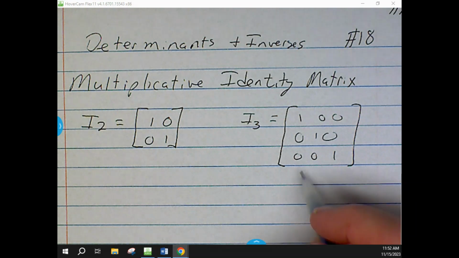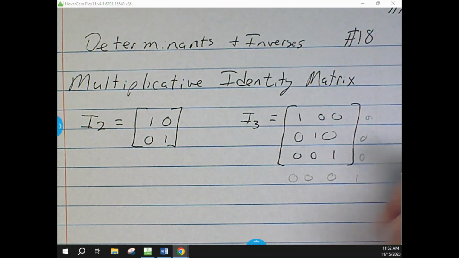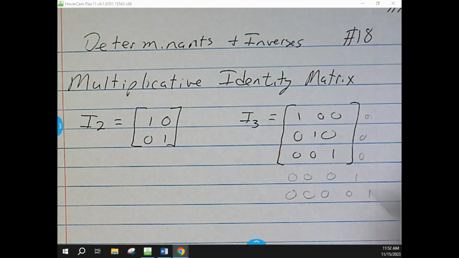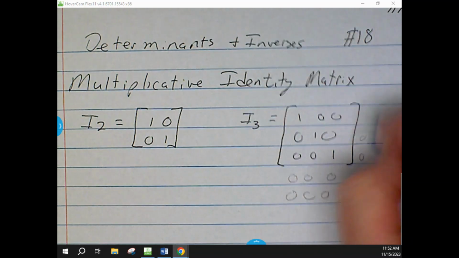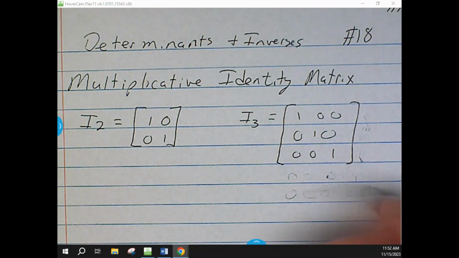If we did, it would just be that. So again, if we want an I5, we just keep adding more to the corner. Basically you've got ones on the diagonal and you can extend that out for whatever size matrix you want to go with, as long as it's a square matrix.